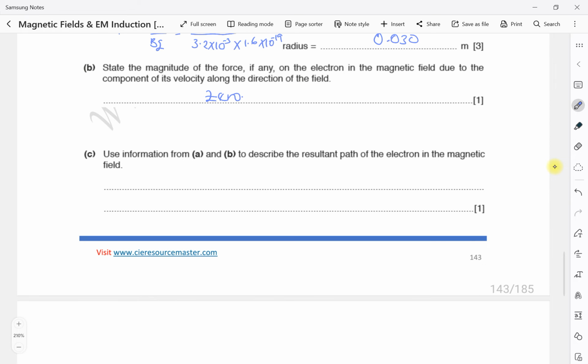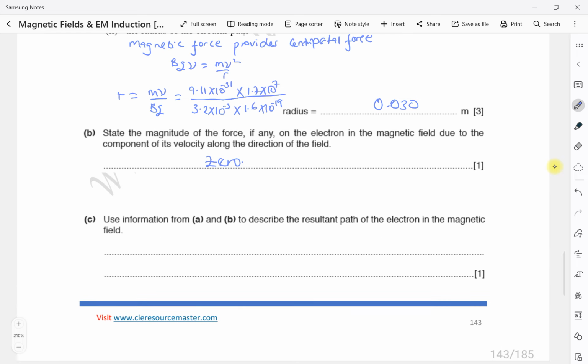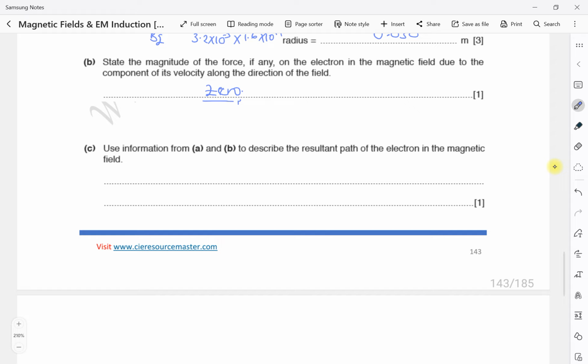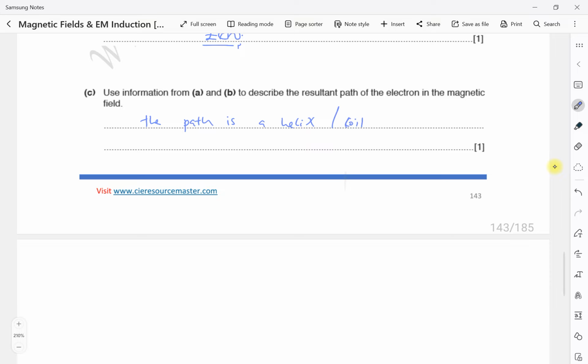Use the information from A and B to describe the resultant path of the electron in the magnetic field. Because the magnitude of the force caused by the horizontal component is zero, yet there is a force caused by the vertical component, the particle is going to follow a circular path which is stretched out in the horizontal plane, resulting in a helix. So the path is a helix, or you can call it a coil. It's like a stretched out spring.